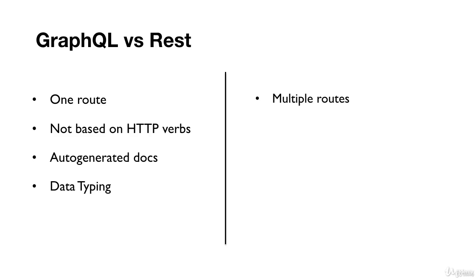On the other hand, on the REST side, you have to deal with multiple routes. You have to create multiple routes in the REST background. REST is also based on HTTP verbs. You need to create the GET request to fetch the data. You need to add or mutate the data. You need to create the post, put, or delete endpoint. REST also allows you to use versioning. You can work with versioning in REST.